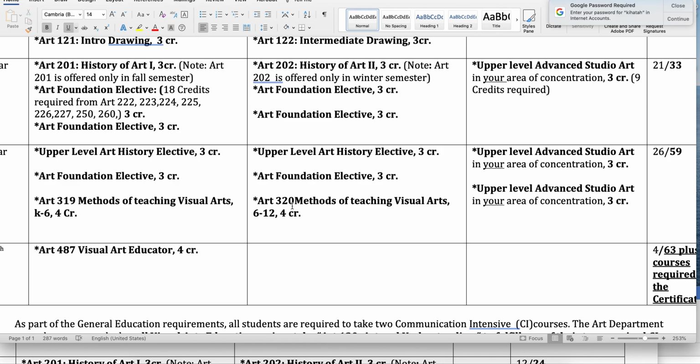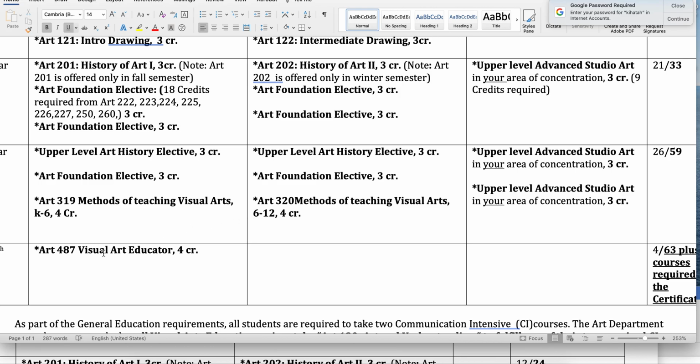Then 320 is the same thing, except this is secondary, so 6 to 12, and often Gary would want you to teach in his high school, and make observations, and learn about lesson plans, assessment methods, and all those things. So these 2 courses are courses you need to take. I recommend you take them once you get accepted into the College of Education, or almost at the end of sophomore year, when you know you have good enough grades, you're going to get accepted and all that.